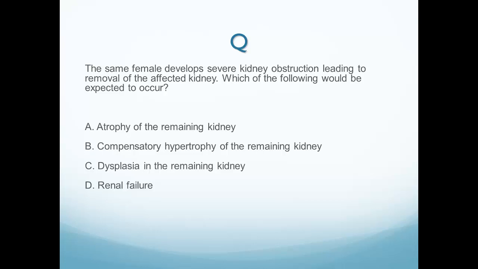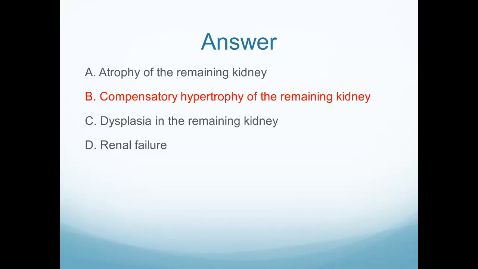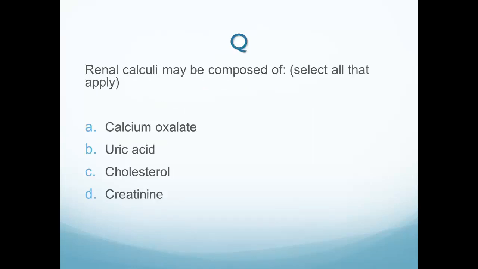The same female developed severe kidney obstruction leading to removal of the affected kidney. Which of the following would be expected to occur? Compensatory hypertrophy of the remaining kidney would be expected to occur because that remaining kidney is going to have to take over the function for that kidney that is no longer functioning well.